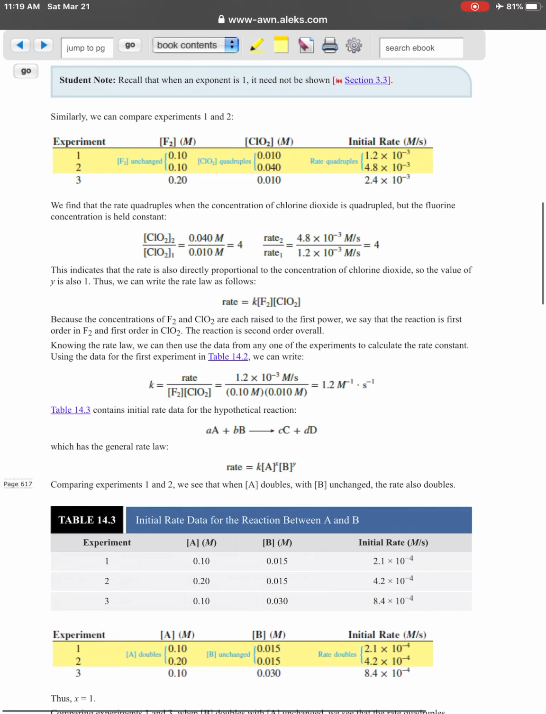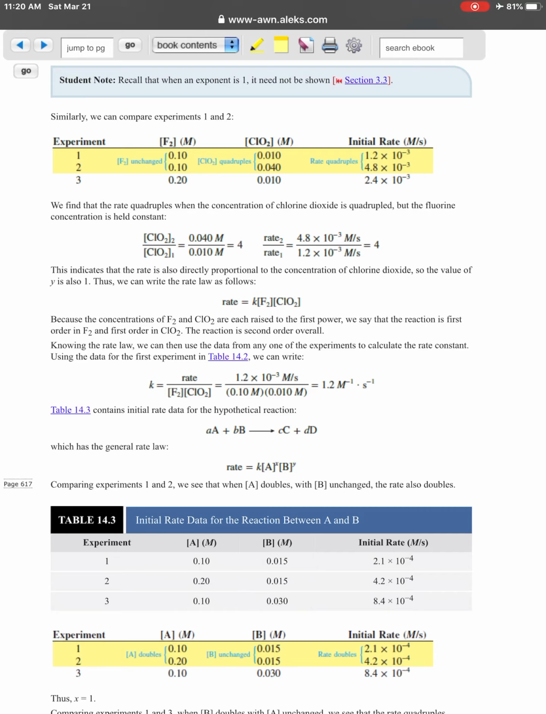We find that the rate quadruples when the concentration of chlorine dioxide is quadrupled, but the fluorine concentration is held constant. Okay? So in other words, the concentration of ClO2 for experiment 2 divided by the concentration of ClO2 for experiment 1 is equal to 0.04 molar divided by 0.01 molar, which is 4.